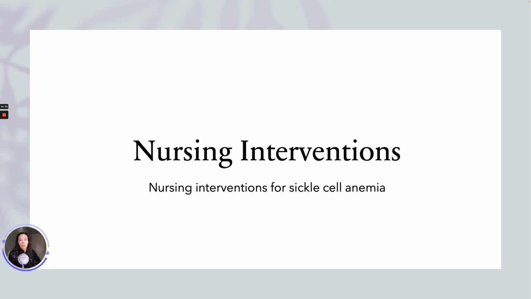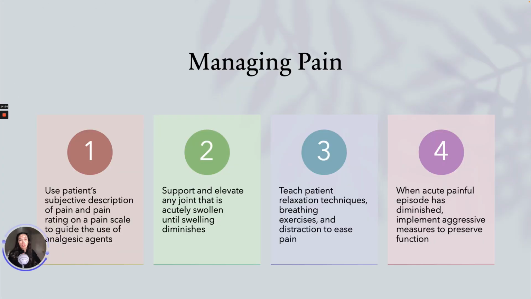Our nursing interventions for sickle cell anemia. So the first is we should be managing pain. We should use the patient's subjective descriptions of pain and pain rating on a pain scale to guide the use of analgesic agents. And we should support and elevate any joint that is actively swollen until swelling diminishes. We should teach patients relaxation techniques, breathing exercises, and distraction to ease pain. When an acute painful episode has diminished, we should implement measures to preserve functioning, such as physical therapy or transcutaneous nerve stimulation.